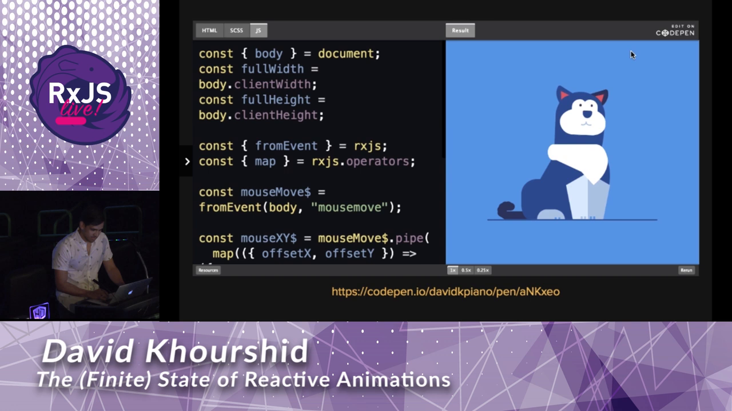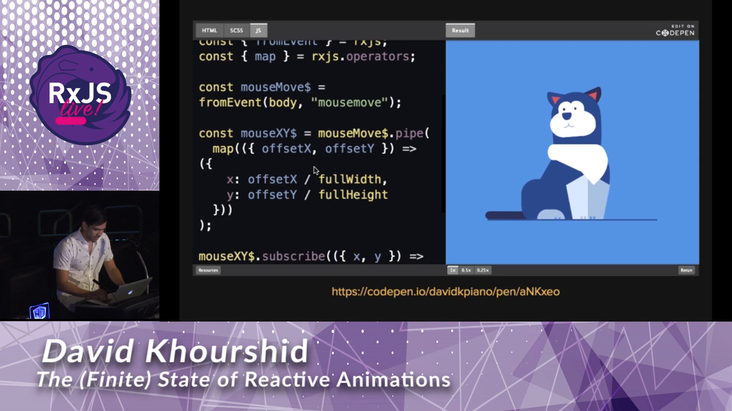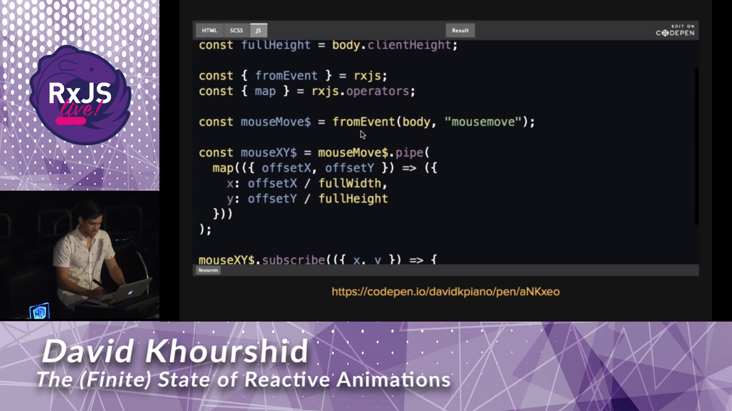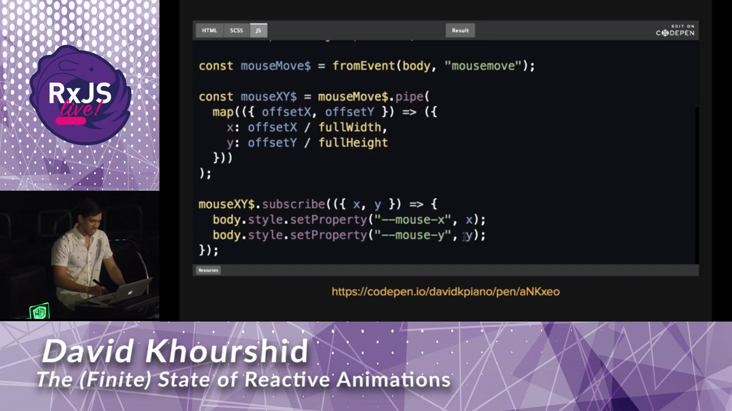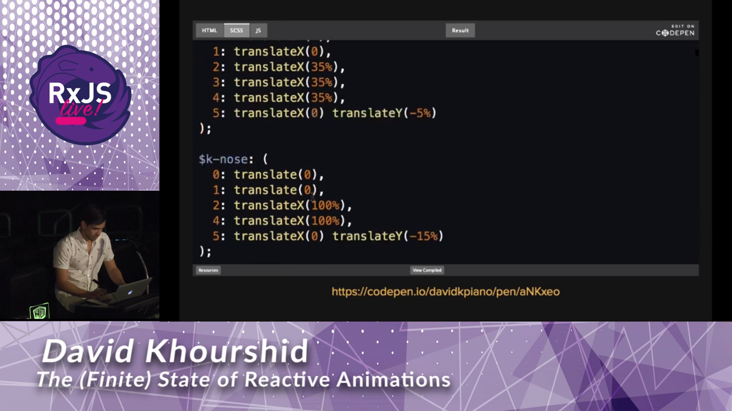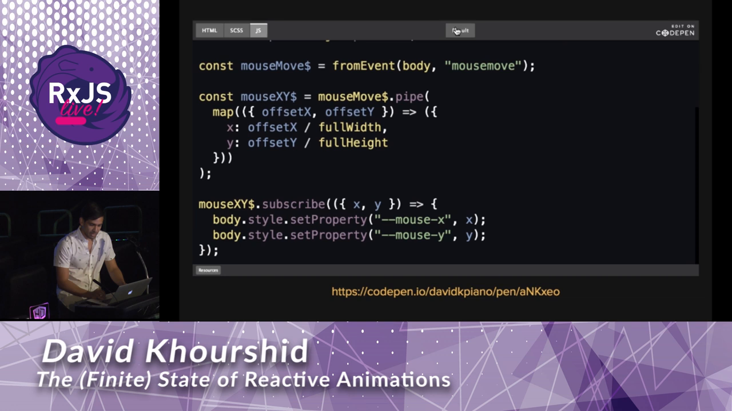But then I started discovering techniques with RxJS, where, for example, if I had a stream of mouse moves, I could pipe those using the map operator into XY positions. Then I could feed those XY positions directly into CSS using CSS variables. And then I could use those variables everywhere. I promise you, they're in here somewhere. Just everywhere that I needed to, without having to worry about the implementation details of how this dog was created.